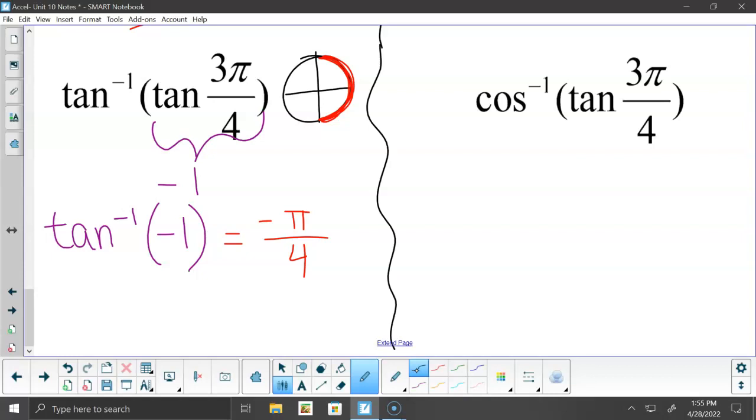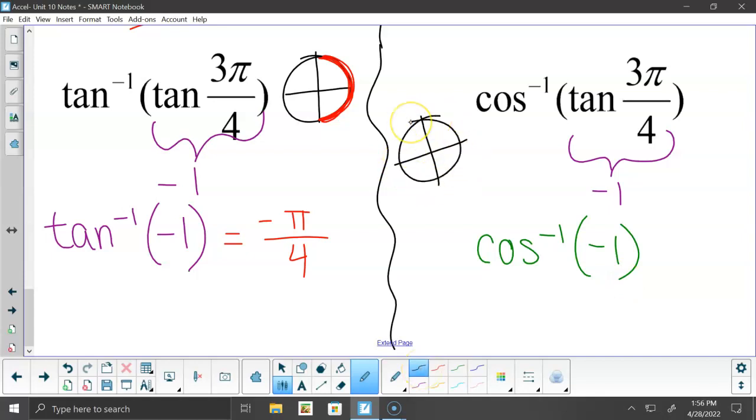All right, ready for that last one? Now, this last one's not quite as bad. Well, mainly because we've already done this part, right? -1. So I'm really focused on what is cosine inverse of -1. What quadrants am I focused on for cosines? 1 and 2. So, where in that blue region am I hitting cosine being a -1? At pi. That's it. That's all we're doing with this first one.